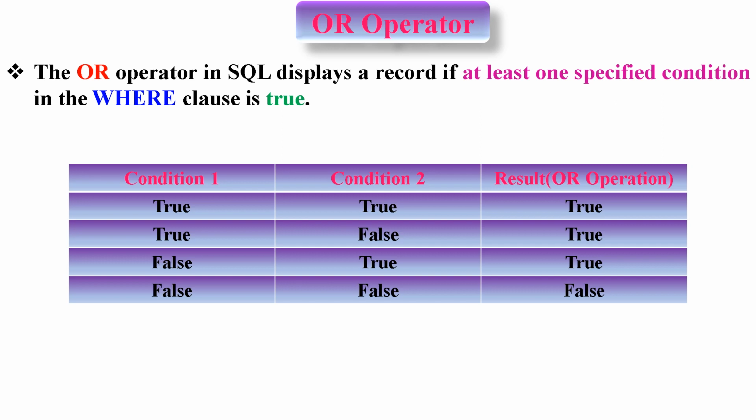Next is the OR operator. The OR operator in SQL displays a record if at least one specified condition in the where clause is true. As shown in the table, when either condition 1 or condition 2 is true, the result is true. If both of them are false, then only the result becomes false.